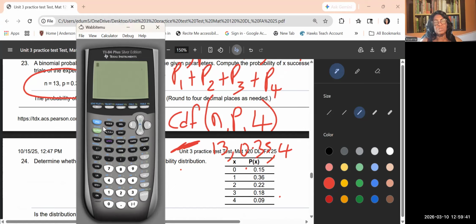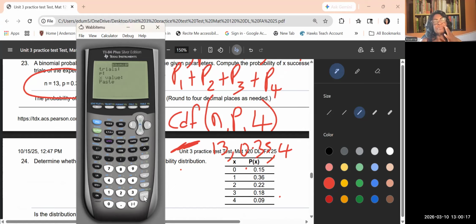So I'll go to second distribution. I am recording this in case you want to go back and watch it. Hopefully it's going to record. So I'm going back to second distribution. I am not looking for normal distribution. I'm looking for binomial distribution. So I will arrow up and start looking for binomial. But remember, I'm looking for binomial cumulative density function. This one right here. So I will select that.